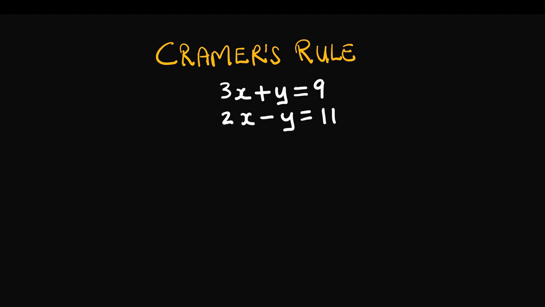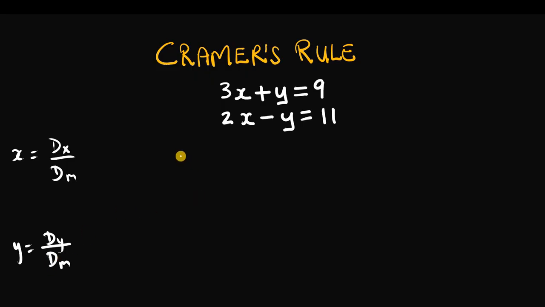In this video, we will be looking at solving a pair of simultaneous equations using Cramer's rule. Cramer's rule works by taking determinants. So we want to find the value of x and the value of y. To find the value of x, we take the determinant of x and divide it by the main determinant. To find y, we take the determinant of y and divide by the main determinant.